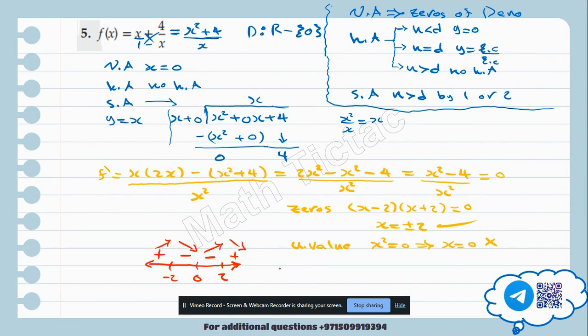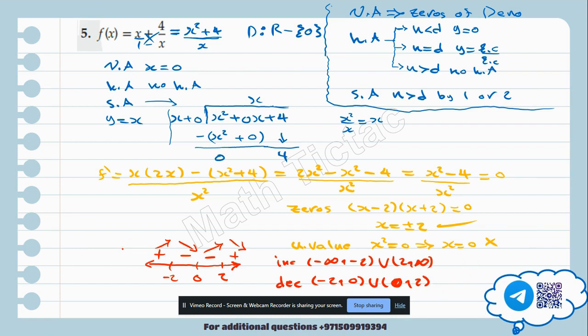Okay, now we can say that the function is increasing from minus infinity to -2 union with 2 to infinity, and decreasing from -2 to 0 union with 0 to 2.